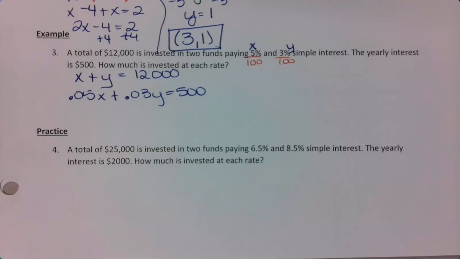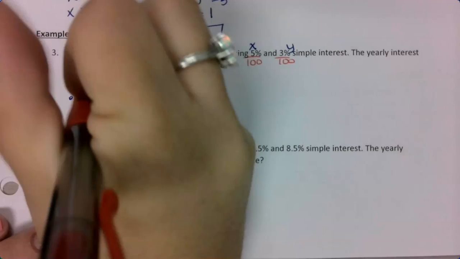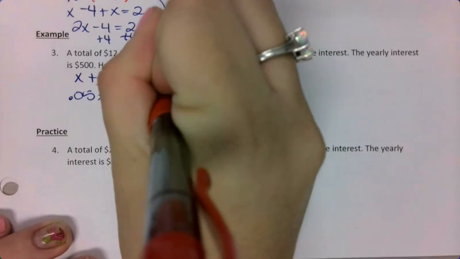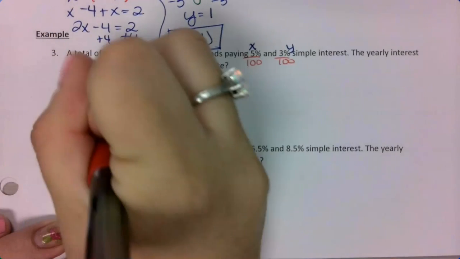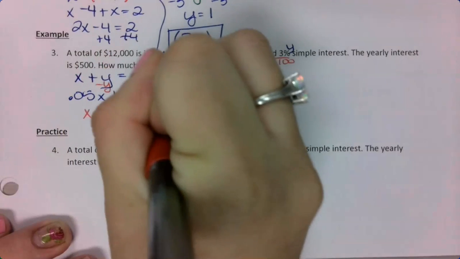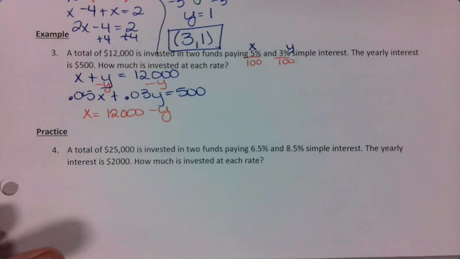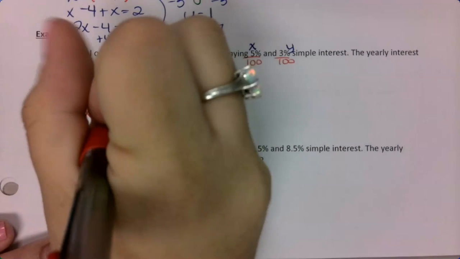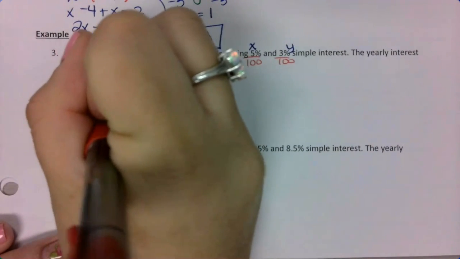Okay. Which equation do you want me to solve for one of my variables? Top or bottom? Top, because those ones have coefficients of 1. Which letter? X or Y? You want X to be alone? Okay. So I'm going to subtract Y on both sides. I get X equals 12,000 minus Y. So then I want to go ahead and plug this in for my X into the second equation.